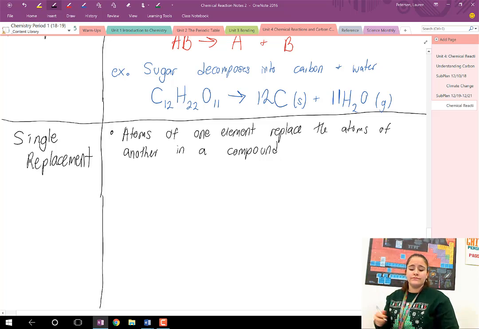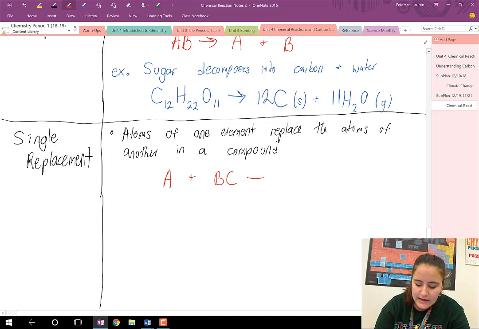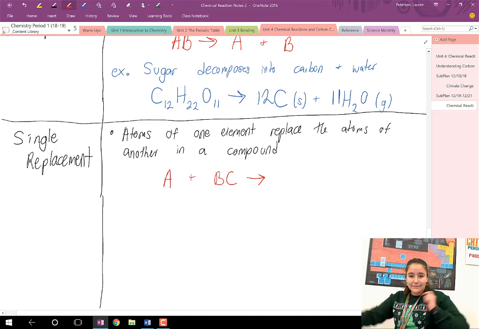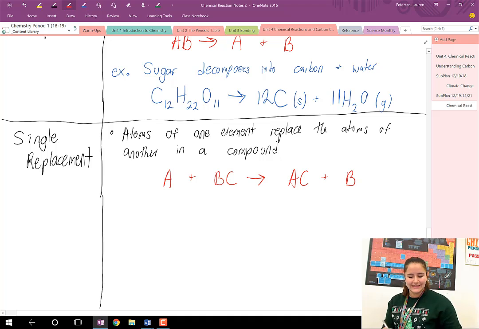Okay, so in symbol notation, we have some element A and some compound, I'm going to call it BC. Then it reacts, and the A is like, I'm going to take your place, B, forming AC and leaving the B by itself. And it's always going to be typically ionic, where you have a metal replacing a metal or a non-metal replacing a non-metal. It won't be the other way around.